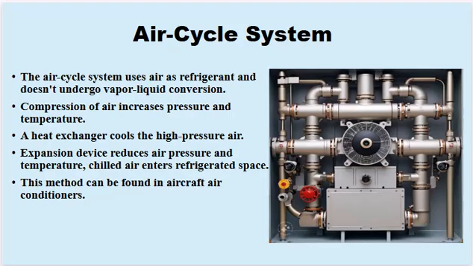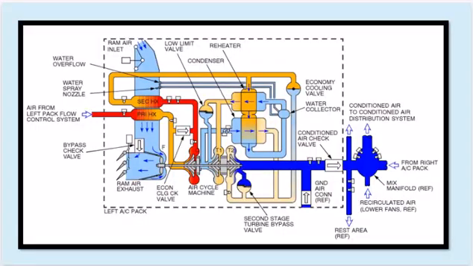Application in aircraft. The air cycle system is most commonly found in aircraft air conditioning systems, where its lightweight design, environmental safety, and efficiency at high altitudes make it an ideal choice. The image appears to be a schematic diagram of an air cycle machine used in aircraft environmental control systems. Air cycle machines are used to provide conditioned air to the cabin of an aircraft. Here's a breakdown of the key components and their functions.